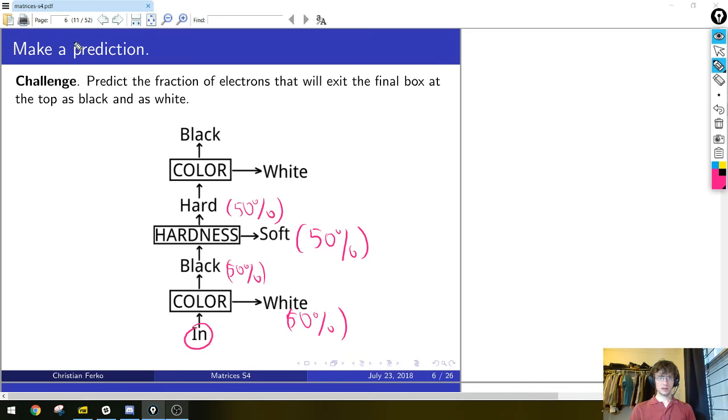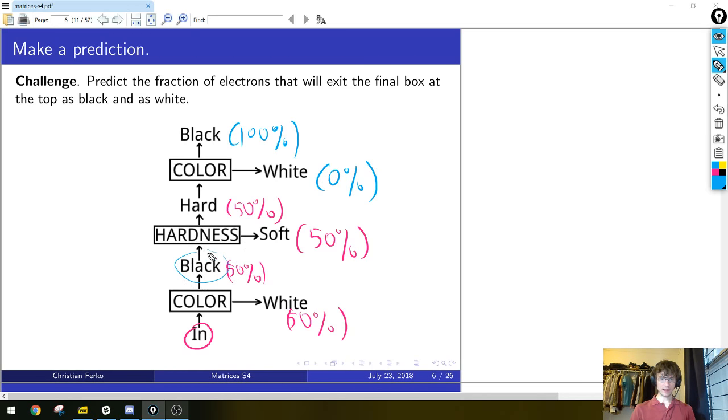So now I ask you, make a prediction. We feed the output of this kind of consecutive measurement of first color, then hardness, back into a color box. And now we measure how many of the electrons coming into this color box are black and how many are white. So I'll ask you, what are the percentages coming out of this color box which are black and white? Assuming the act of measuring hardness didn't change anything, it should be 100% black and 0% white. Good. So this is what any reasonable human would expect.